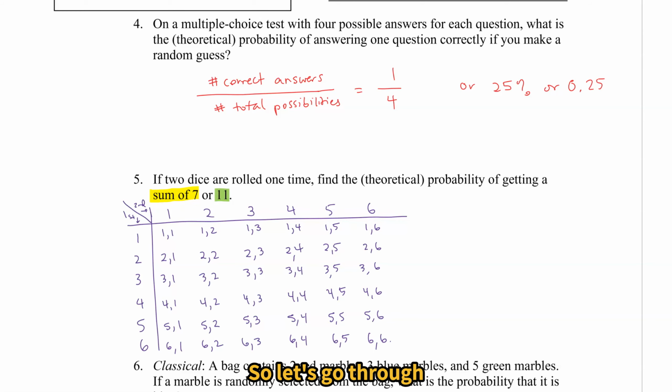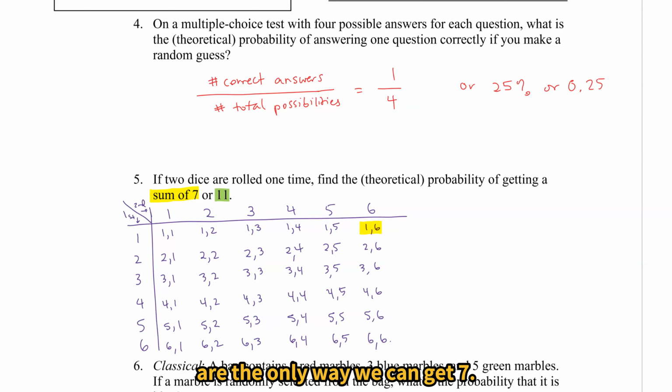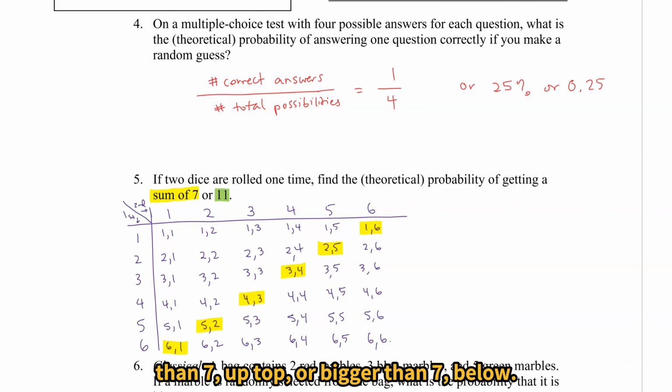So let's go through and see if we can figure out a sum of 7. What would that be? Well, in the first row, 1 and 6 are the only way we can get 7. 2 and 5 will give us 7. 3 and 4 will give us 7. 4 and 3 gives us 7. 5, 2, and 6, 1. All of the other numbers are either smaller than 7 up top or bigger than 7 below.